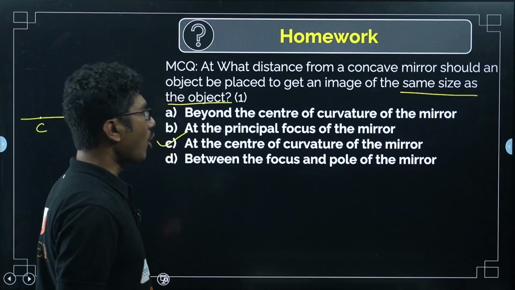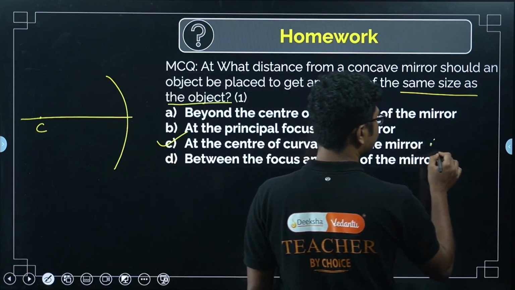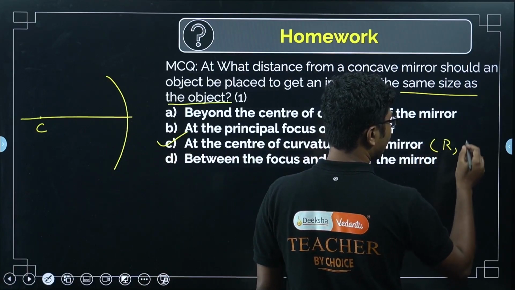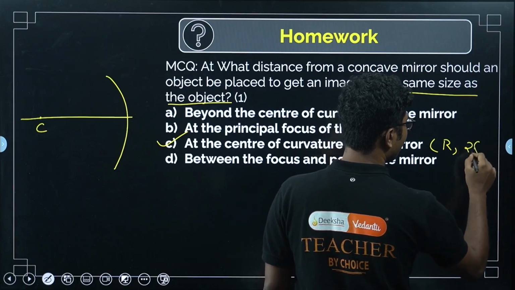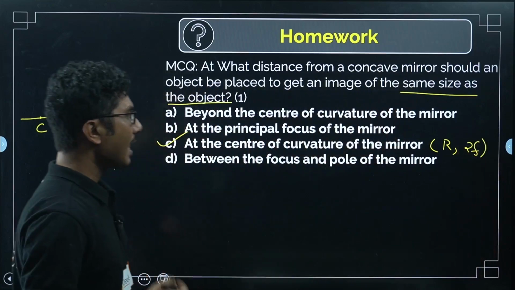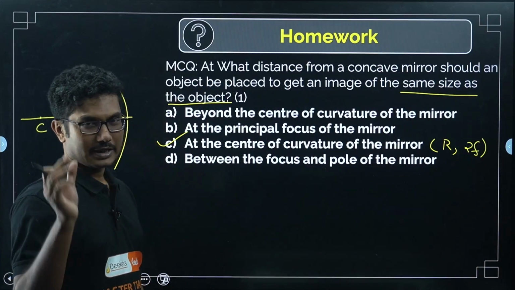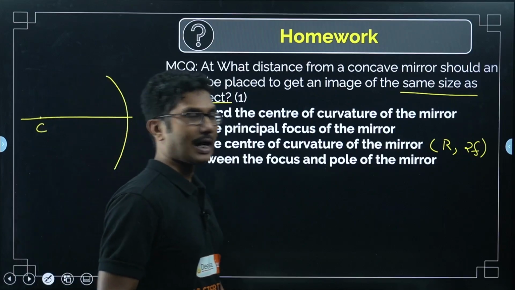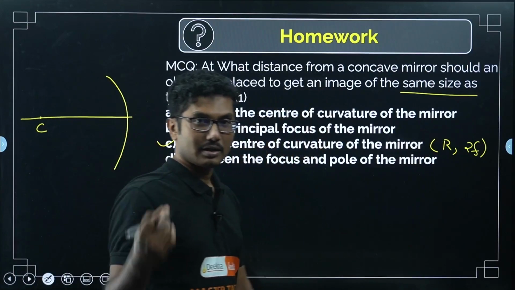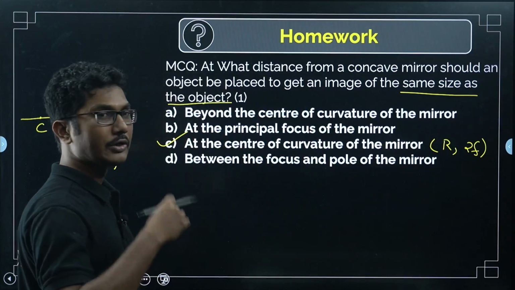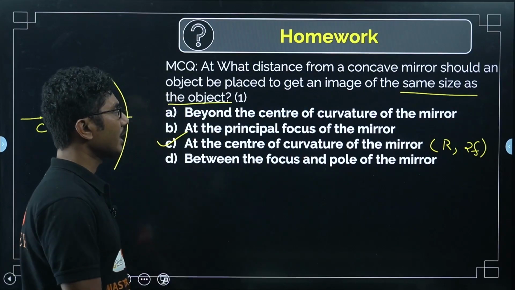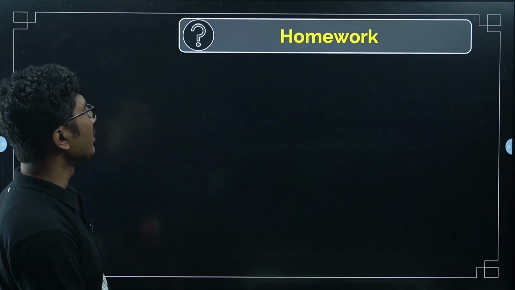Or in some other sense, they might ask you at R. At a distance R, or at a distance 2f, both are correct. A distance R means the radius of curvature, which is generally represented by R. 2f is double the focal length, which is also equal to R. So this can also be a possible option. Now let's move on to the next part.